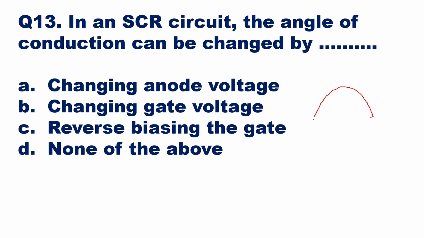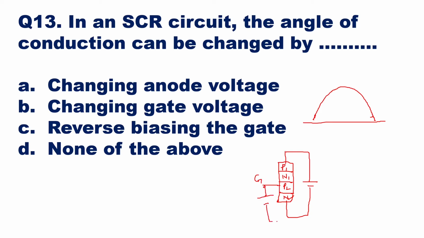Okay, so positive half cycle applied to the SCR. Now, in this positive half cycle applied to the SCR, the angle of conduction can be changed. If you see the structure of SCR, the control element, as we have seen earlier, was your gate terminal. So P1, N1, P2, N2. Here will be the positive side, and here you are going to give the gate terminal. Now the gate terminal will be the controlling element of SCR.